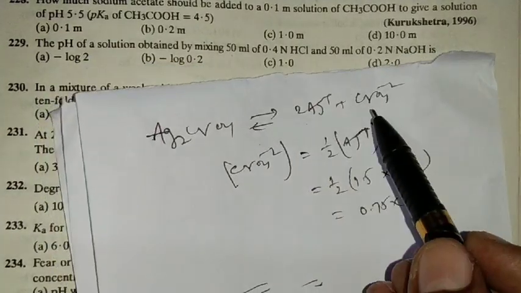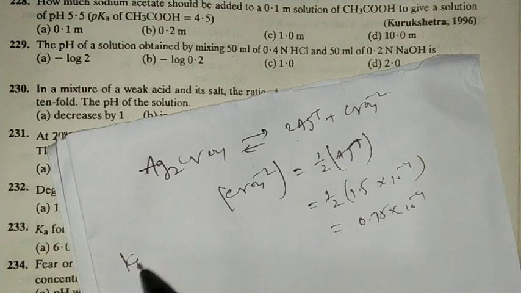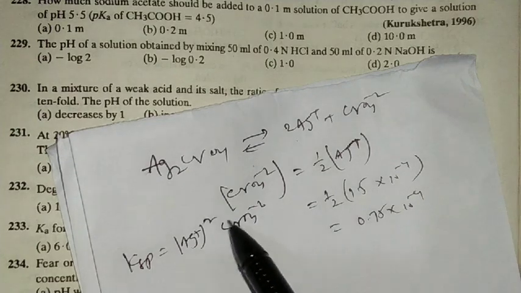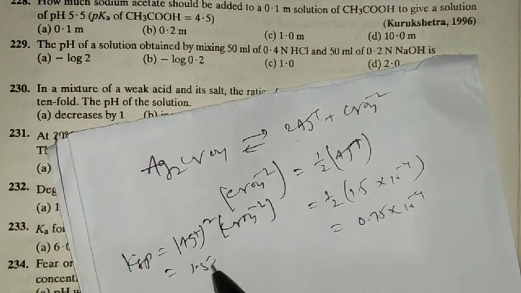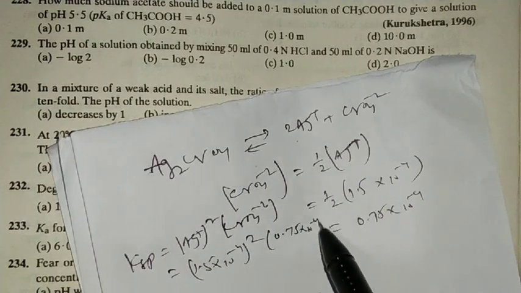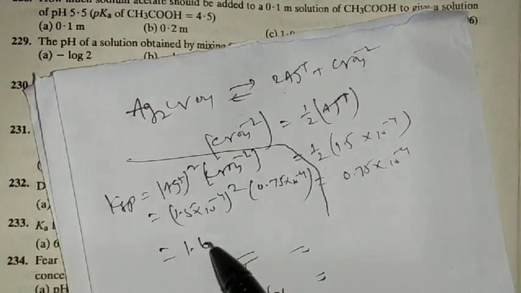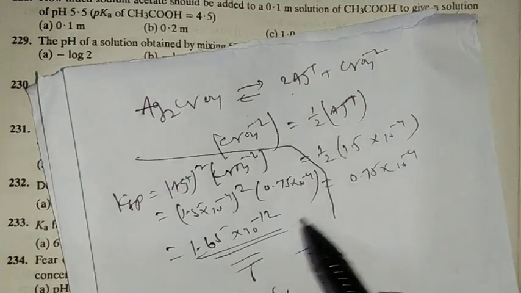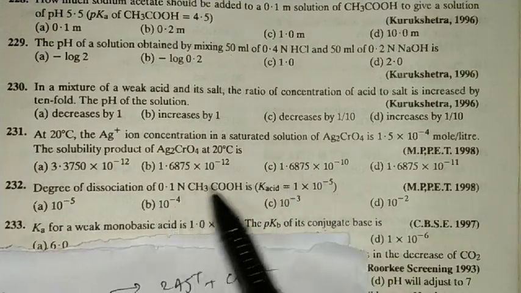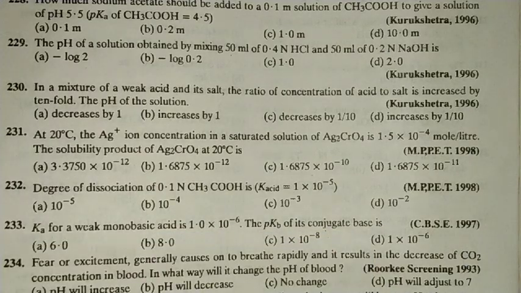Now for this kind of salts, what is the relation for Ksp? You know, Ksp equal to Ag plus concentration square into CrO4 minus 2 concentration. That means 1.5 into 10 power minus 5 whole square into 0.75 into 10 power minus 4. Is it okay? So if you simplify, you'll get 1.65 into 10 power minus 12. Just do the simplification. Is it okay? 1.65 into 10 power minus 12. So what is the appropriate answer? This is B. Is it okay? Right. Look at the next question.